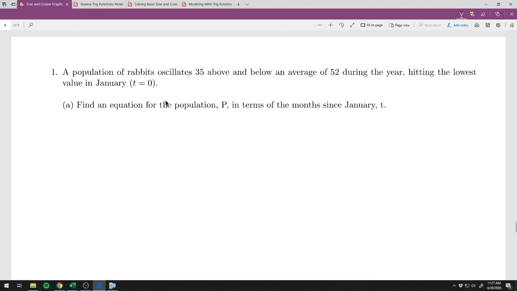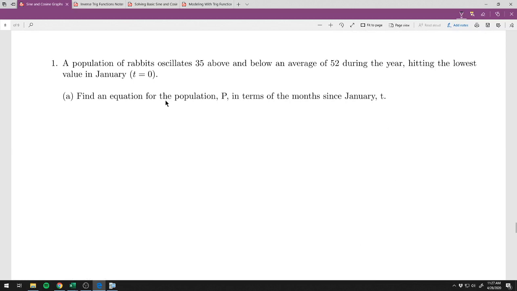But I want to start by just looking at the problems here. Some terminology might not be super familiar in this section. We'll practice that as well. But really, this is a good preview of what kind of things trig graphs can do. All right, so the first one here says a population of rabbits oscillates 35 above and below an average of 52 during the year, hitting the lowest value in January, which they're saying is t equals 0. What we want to do is find an equation for the population, capital P, in terms of the months since January, t.